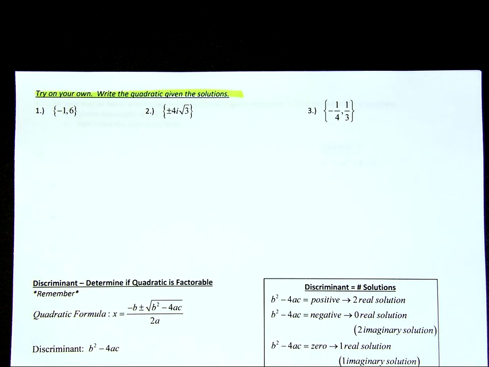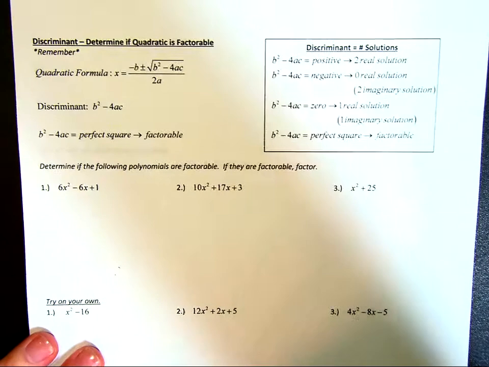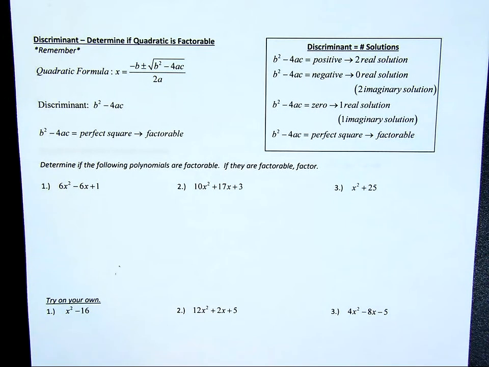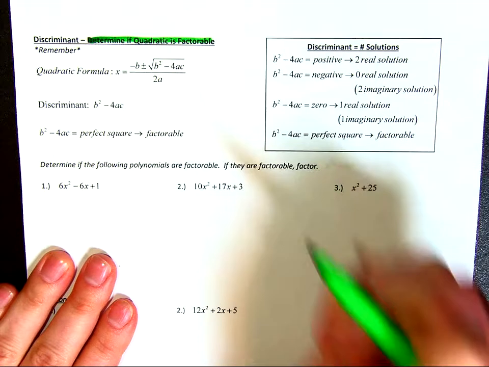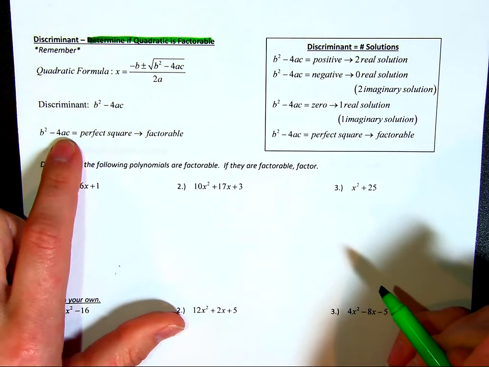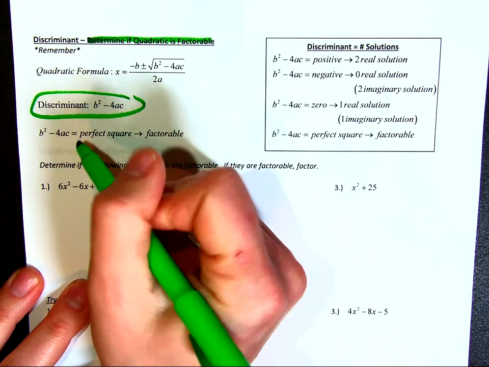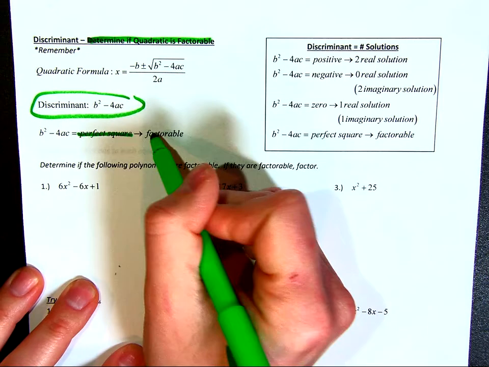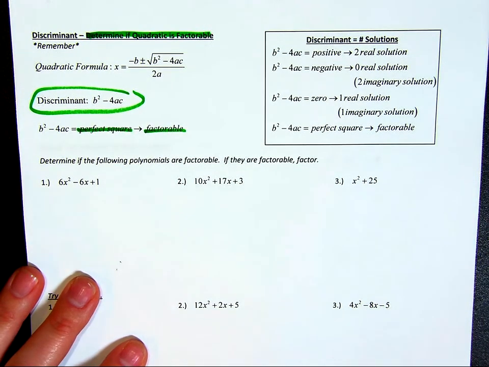All right, at this point you should have tried those on your own. And now we're going to move on to our next topic for today, which is to determine if a quadratic is factorable. And that's something that we've already done. Remember we said, oh, we can find the discriminant, b squared minus 4ac. If that number is a perfect square, then it is factorable. Otherwise, it is not. So that's the thing we have to take away from this.